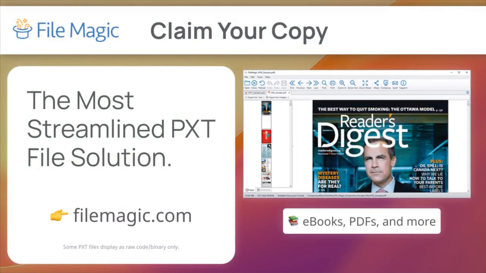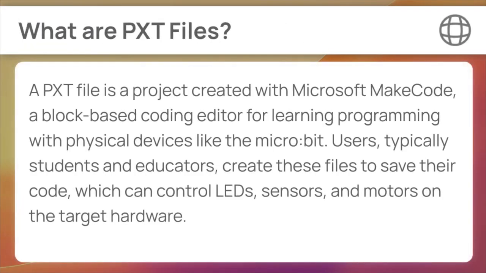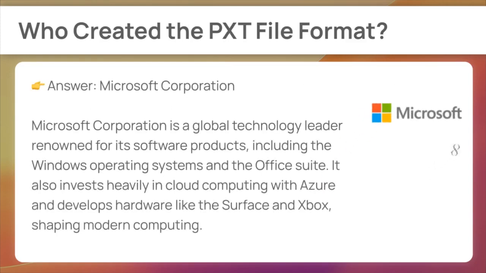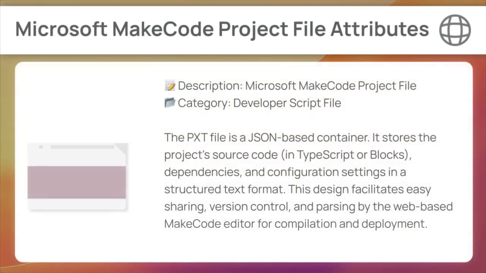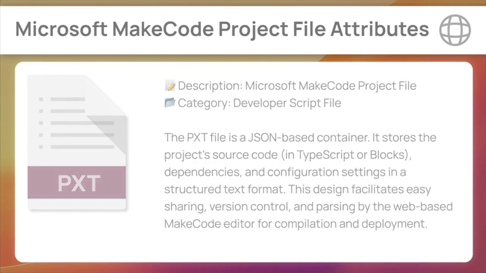First, the simple methods. A PXT file is a project created with Microsoft MakeCode, a block-based coding editor for learning programming with physical devices like the micro:bit. Users, typically students and educators, create these files to save their code, which can control LEDs, sensors, and motors on the target hardware. The PXT file is a JSON-based container. It stores the project's source code in TypeScript or blocks, dependencies, and configuration settings in a structured text format. This design facilitates easy sharing, version control, and parsing by the web-based MakeCode editor for compilation and deployment.